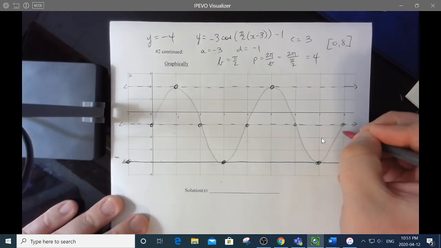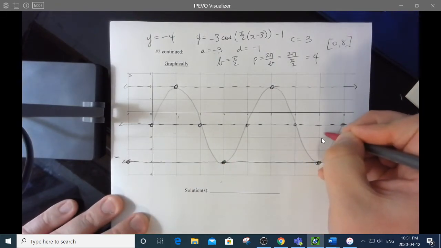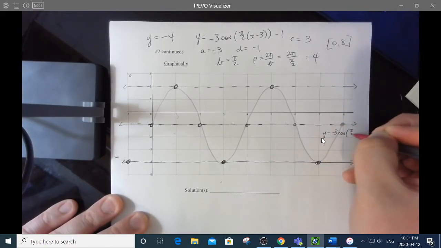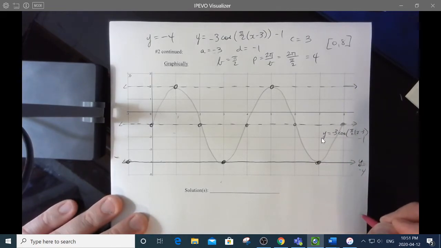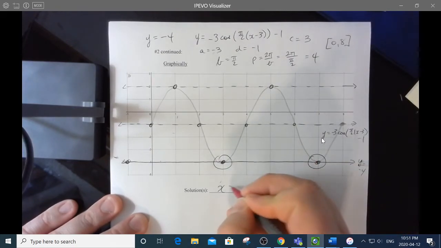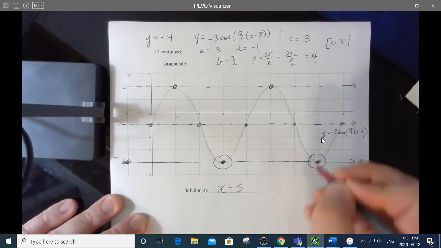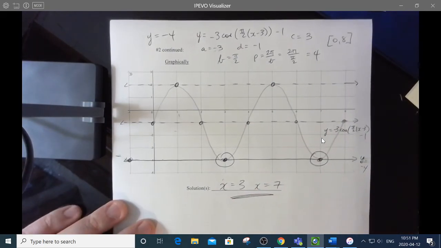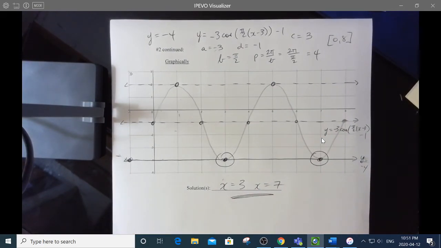So this is the line. You can label it y equals -3 cos pi by 2 x minus 3 minus 1. And my 2 solutions are here and here. My solutions are x equals 3 and x equals 7. And there you go. If you can do a question like that, that question like that would not stump you on the test. That's about as hard as these get.